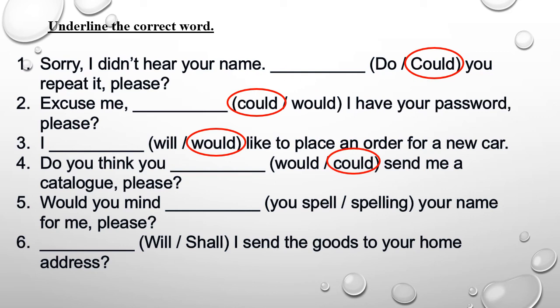Number 5, would you mind? After the word mind, we always use the gerund, the verb with ing. After mind, there should be an ing with the verb. So I say, would you mind spelling your name for me, please?